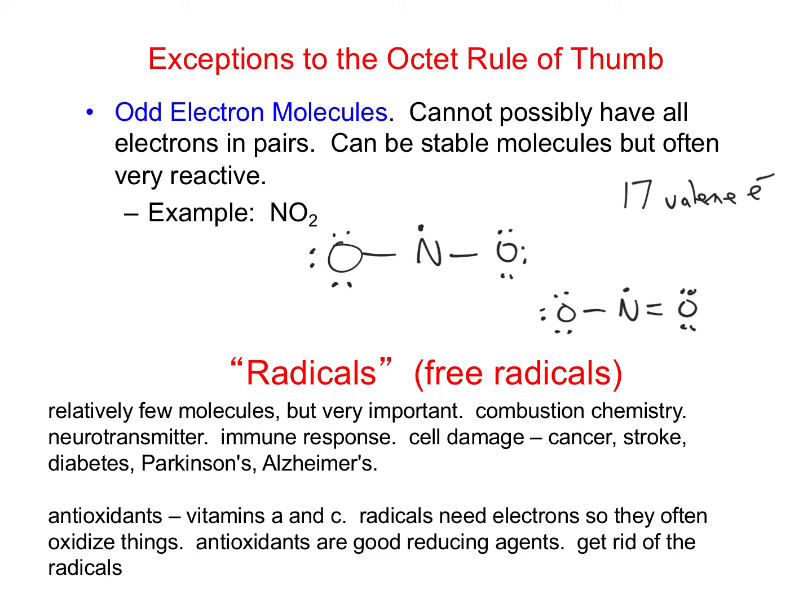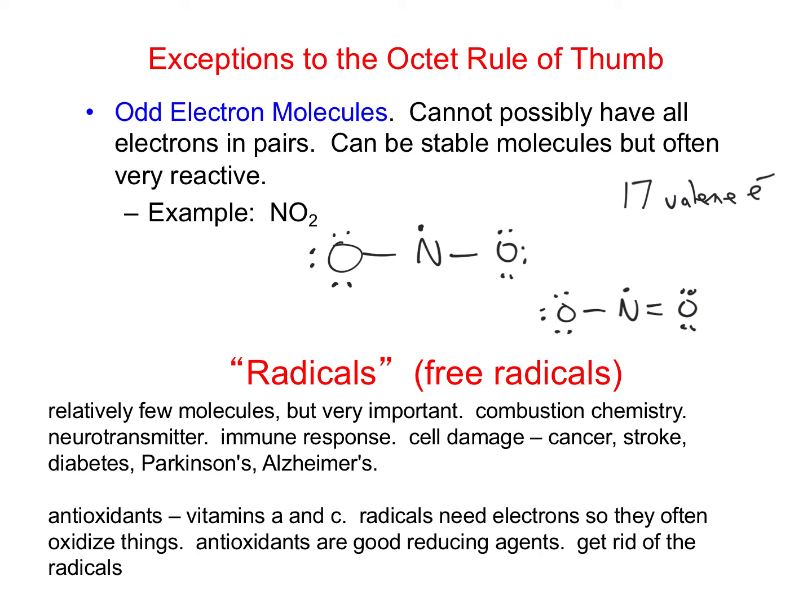Now, this being the best we can do doesn't mean that NO2 is very happy as a molecule. Whenever we have these odd numbers of electrons, and so we can't pair them all up, these are called radicals, or sometimes you hear them called free radicals. So this is fairly uncommon because these molecules are very unstable because they don't have all the electrons paired. They can't achieve an octet, but they're very important.